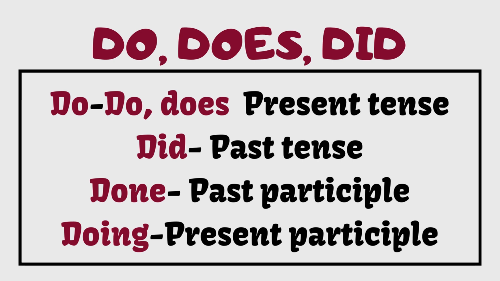When we conjugate do, we get do and does, which are used with the present tense. The next conjugated form is did, which is used with the past tense. Done is the past participle form and doing is the present participle. For this video lesson, we will just focus on do, does, and did.